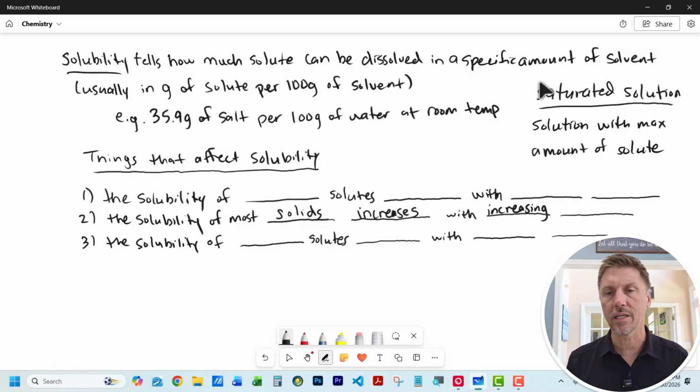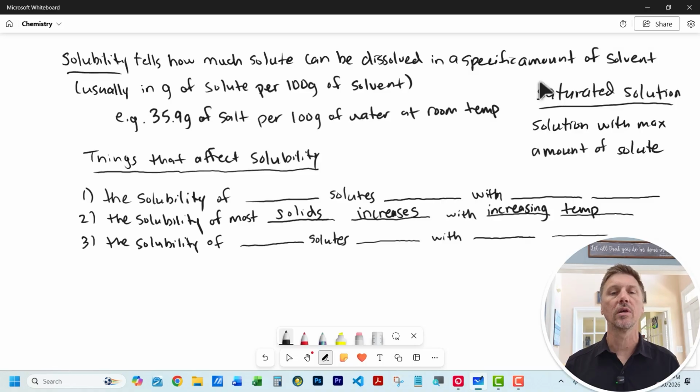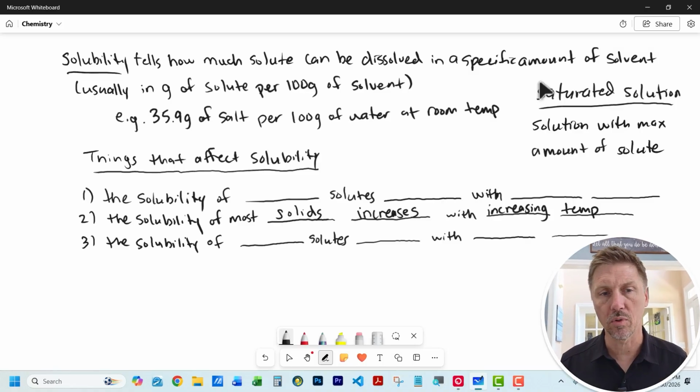the temperature of that liquid that we're mixing that solid into. The solubility of the solids increases with increasing temp, all right? So that's important that we understand that. Again, just think of mixing your sugar into your unsweetened tea. The warmer it is, the better it dissolves, the more soluble it is.